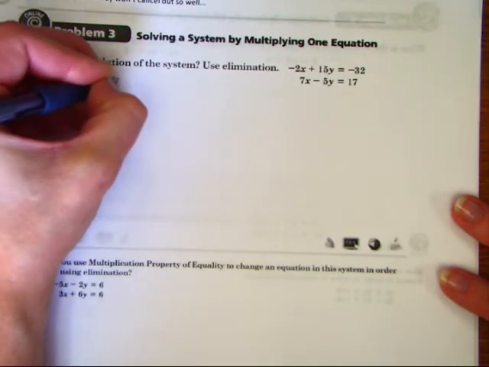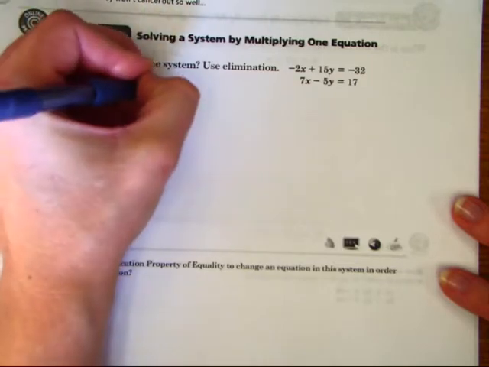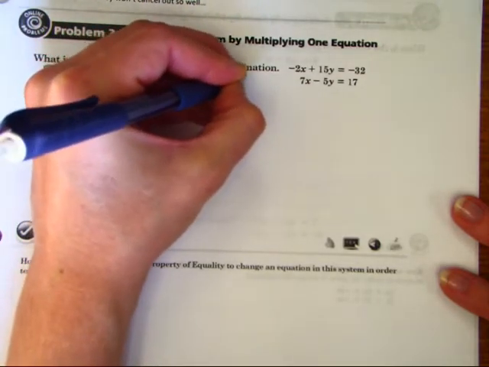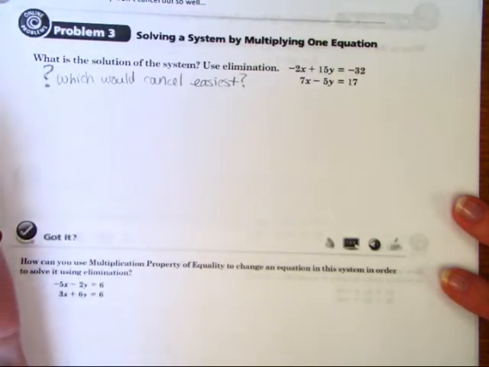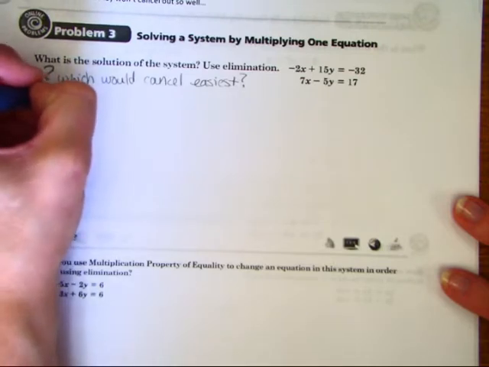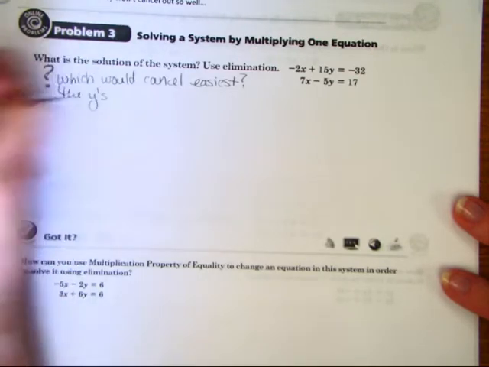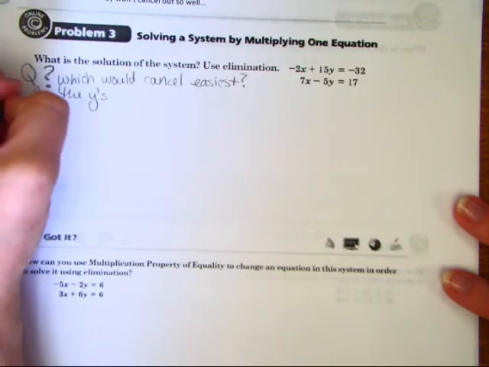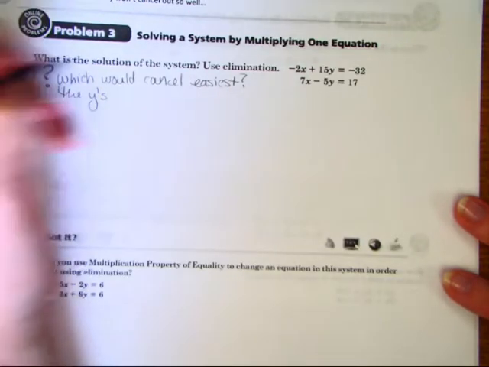Which would cancel easiest? Right? In math, we like to make things easy when we can. Well, I'm hoping you're going to say this to yourself. The y's. Now, some of you are going to see that right away. Okay? Question, answer. Why are the y's going to cancel out?